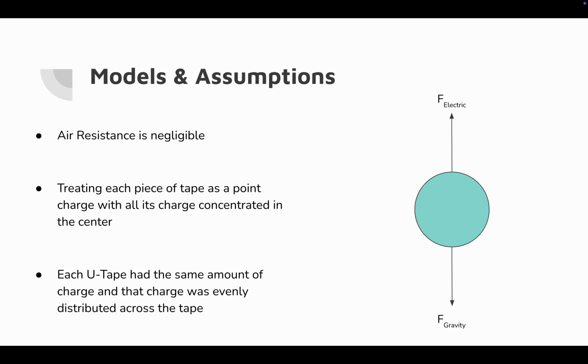the 10 electrons. For some models and assumptions, here's our free body diagram, in which you can see the force of gravity and the electric force completely cancel each other out, which is Newton's second law there with a net force of 0. Some assumptions we made were that air resistance was negligible. We treated each piece of tape as a point charge with all of its charge concentrated in the center instead of across the entire piece. And then we assumed that each U-tape had the same amount of charge and that the charge was evenly distributed.